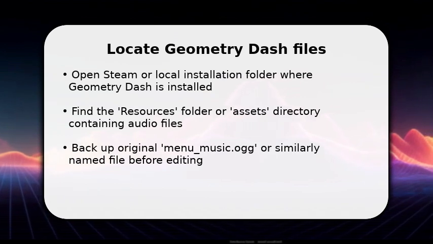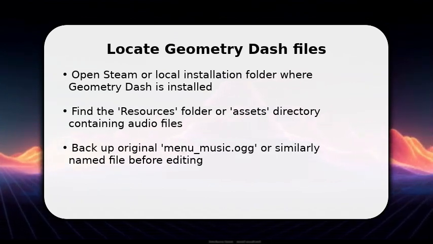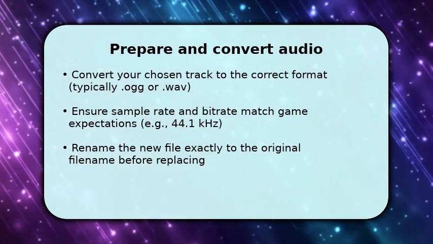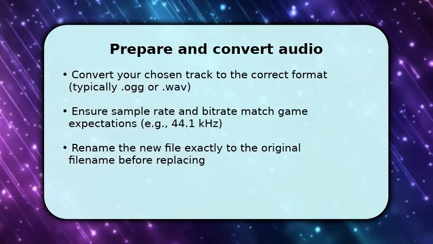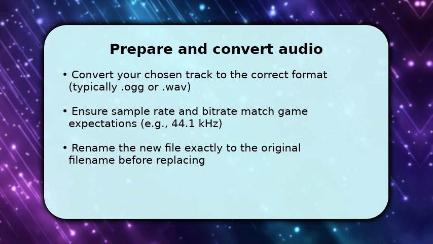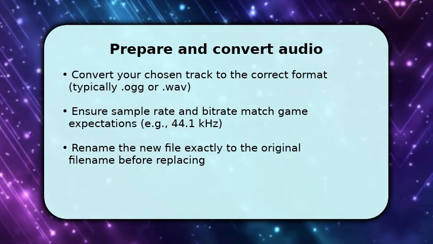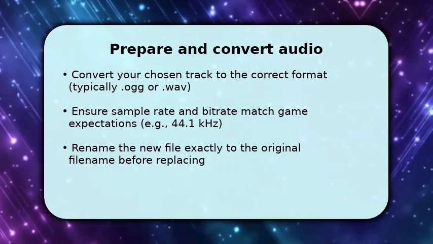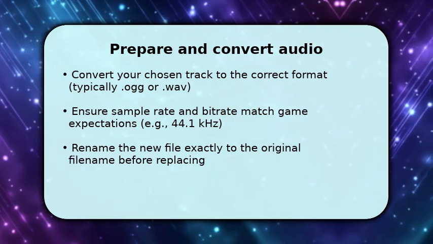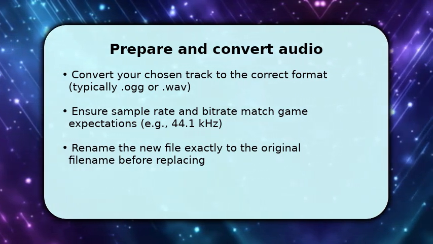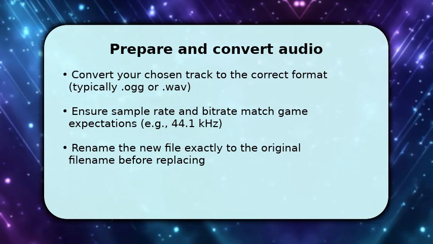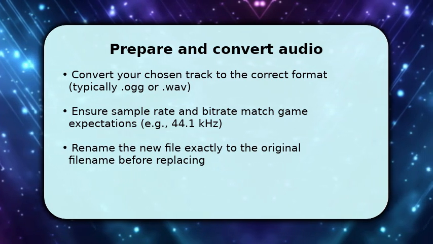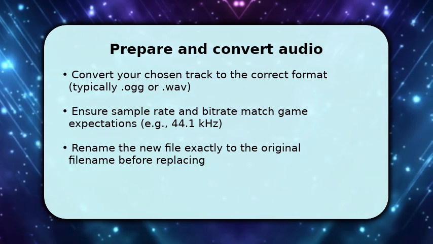Now prepare your replacement audio file in the correct format so you can begin swapping files. Next, you prepare the replacement so the game accepts it. Use an audio editor to convert your track to the correct format, usually OGG or WAV, and make sure the sample rate, bit depth, and channels match the original, for instance 44.1kHz stereo. Once converted, rename the new file exactly to the original menu music file name. The game looks for that exact name. This precision prevents the engine from skipping your track and ensures smooth playback.